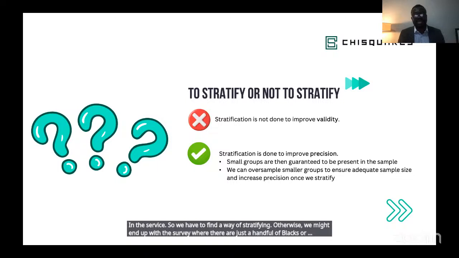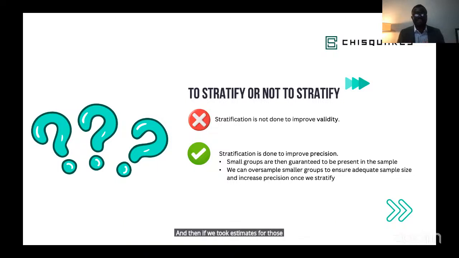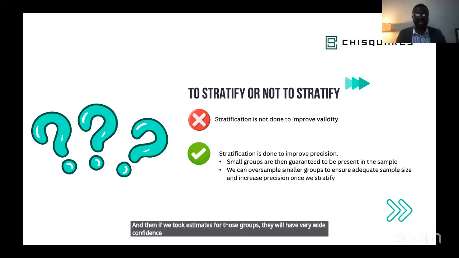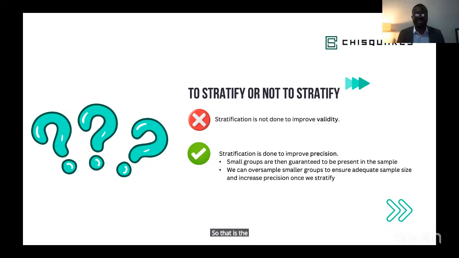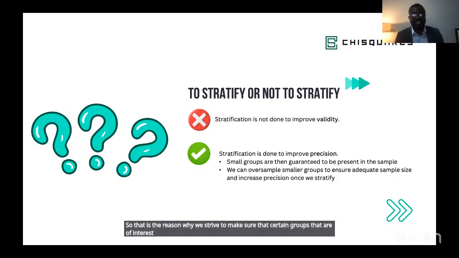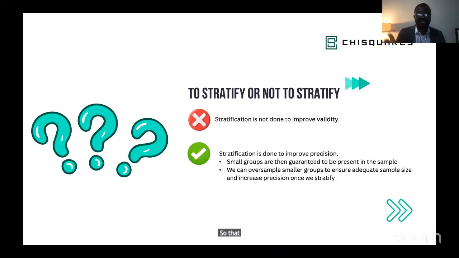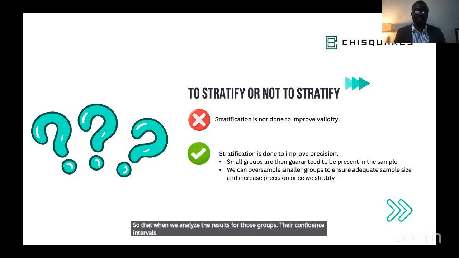And then if we took estimates for those groups, they will have very wide confidence intervals, right? So that is the reason why we stratify, to make sure that certain groups that are of interest are in sufficient numbers so that when we analyze the results for those groups, their confidence intervals will be not too wide, they'll be precise.